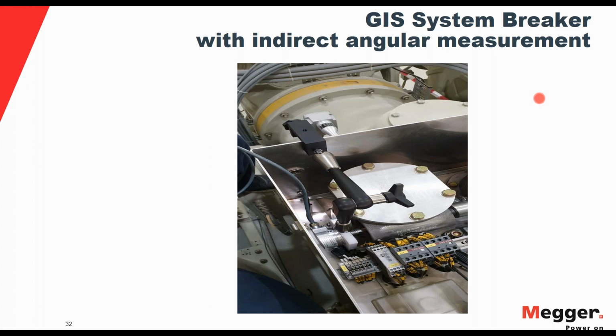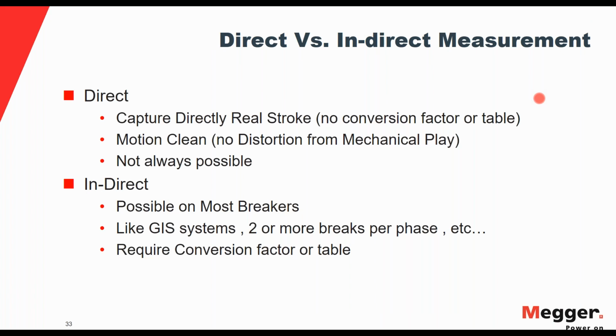So from what we've seen so far in the mounting pictures, some connections were made directly to the interrupter, and the measurement can be captured directly, and some of them are not direct, or indirect, through a helping gear or arm or whatever. So the measurement can be either direct or indirect.